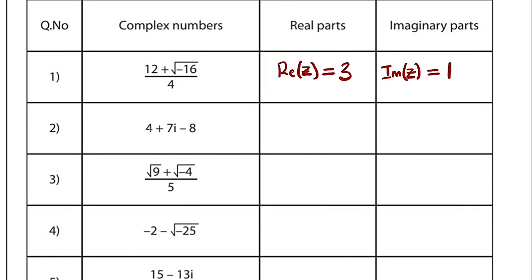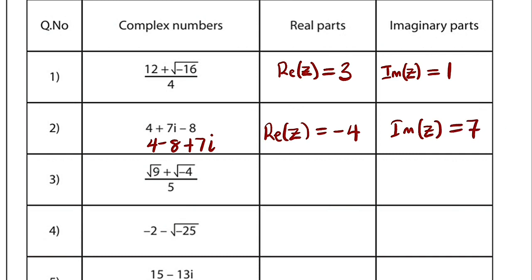The second question, we have 4 plus 7i minus 8. We can rearrange this expression as 4 minus 8, then plus 7i. 4 minus 8 is just the real part. So we have the real part as what? Negative 4, because 4 minus 8 is negative 4. But what about the imaginary part? It's going to be 7, the coefficient of i.